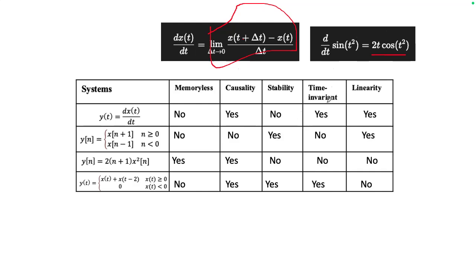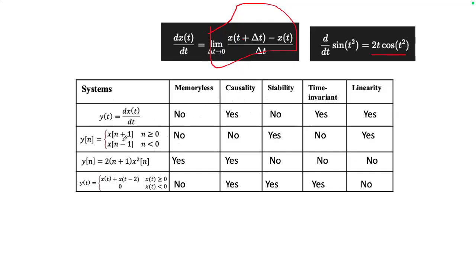We also talk about whether it is time invariant and linear, because derivative actually is a linear operation. Am I right? And for time invariant, you didn't change the time. Am I right? Yeah. So this one I think is maybe most difficult, but the other things you can see here.